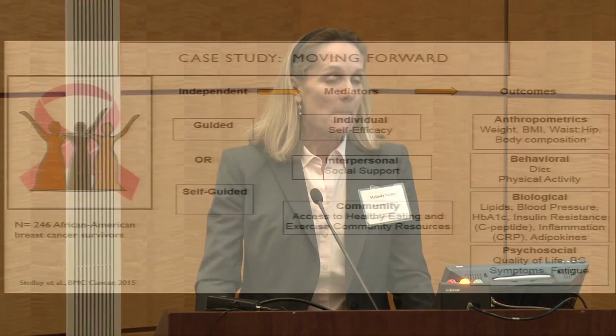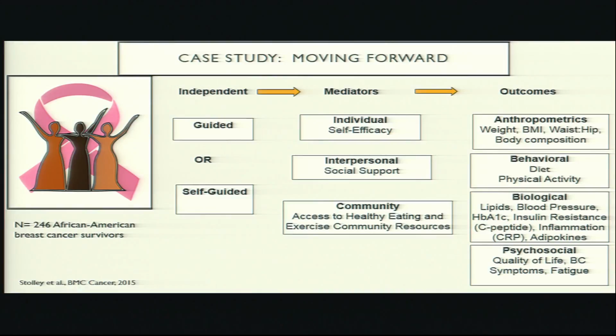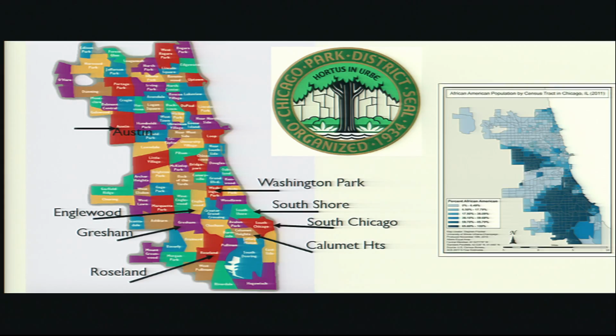So really quickly, case study, and I'm going to zip through this because I want to get to my closing slides. But this is a study that I just finished completing, 246 African-American breast cancer survivors. We're looking at anthropometrics, behavior, biological, and psychosocial outcomes. We partnered with the Chicago Park District. As you can see, we were mostly in the south and west sides of Chicago, which is where Chicago is an incredibly segregated city, where most of the African-American communities are.